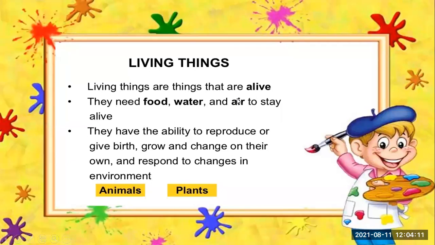Water, you know that it is very necessary for life. Food is very necessary for life. So these are the things which we really need. They have the ability to reproduce or give birth. They have the ability to grow and change on their own and respond to the changes in the environment. And the two main categories of the living things are animals and plants.